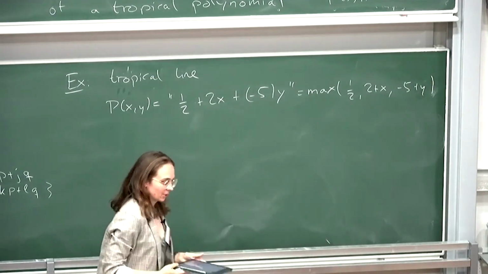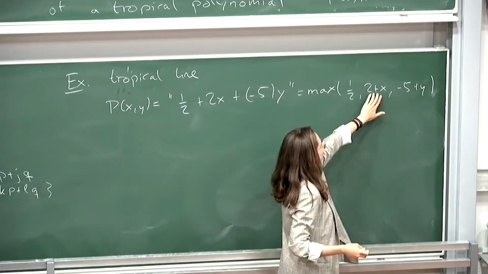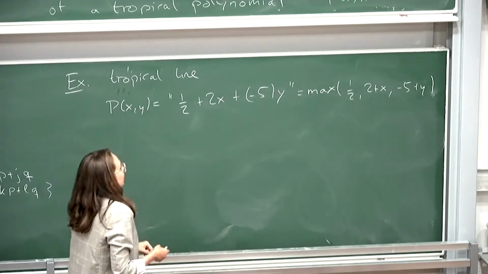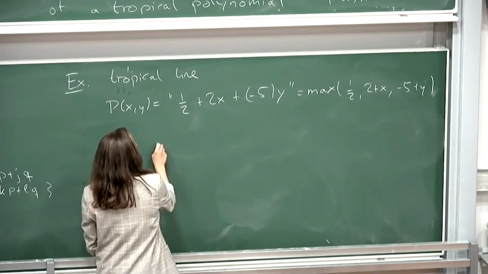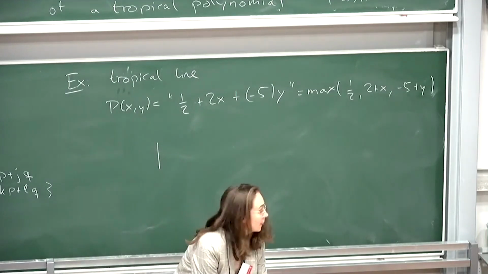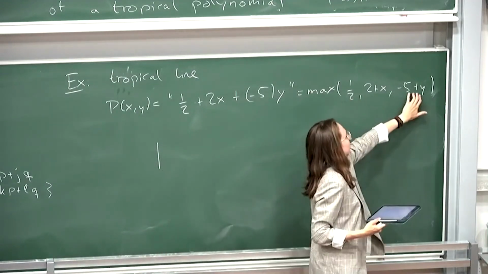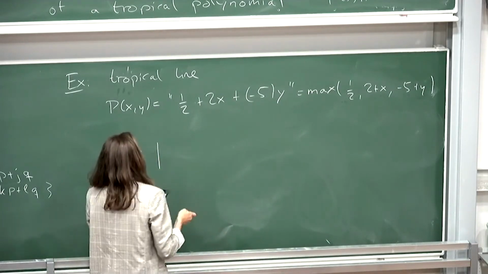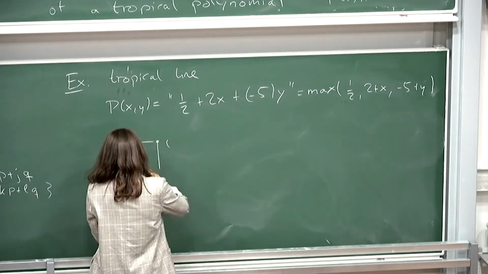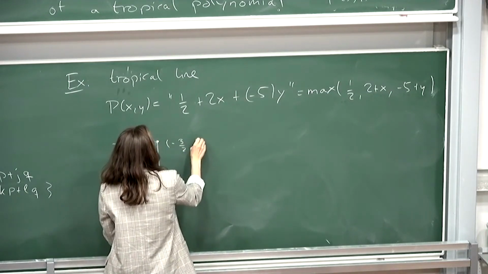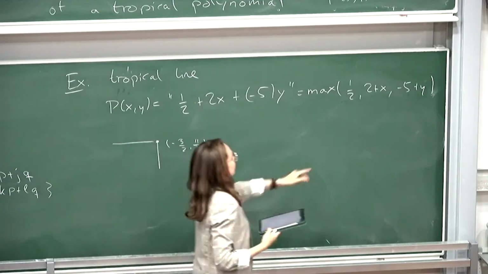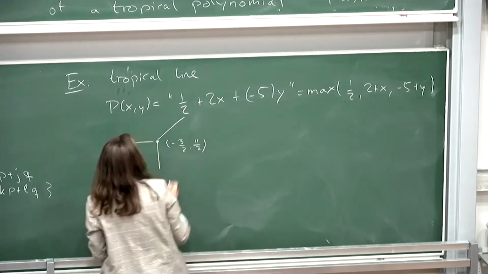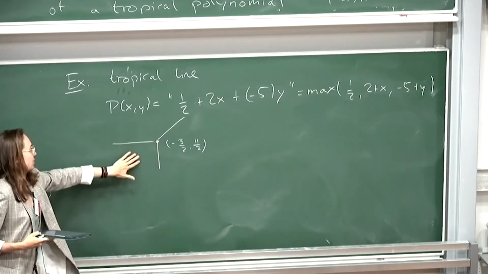And now we are looking for the points where the maximum is attained twice. So I just equate 2 out of these. When a half equals 2 plus x, that's when x is equal to minus 3 over 2. When a half equals minus 5 plus y, that's when y is equal to 11 over 2. So let this be the point minus 3 over 2, 11 over 2. And then let's equate these two, and this gives us that y is equal to 7 plus x, and this better be this line. So this is how a tropical line looks like.